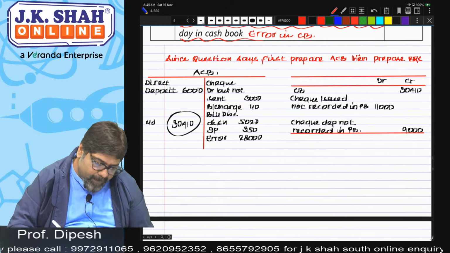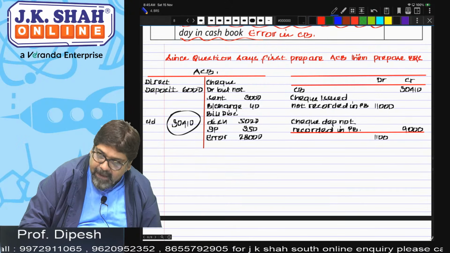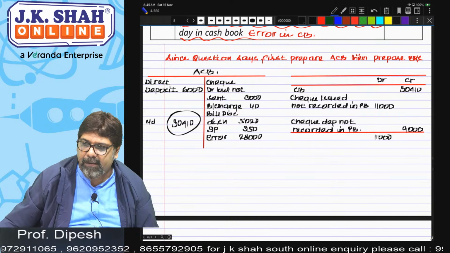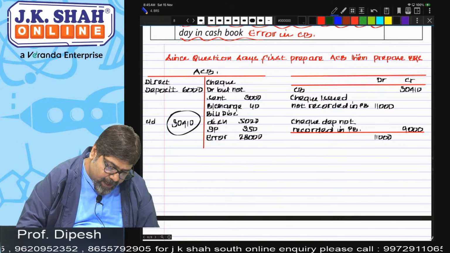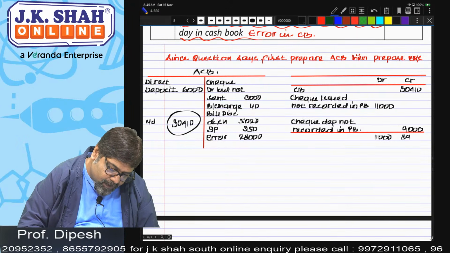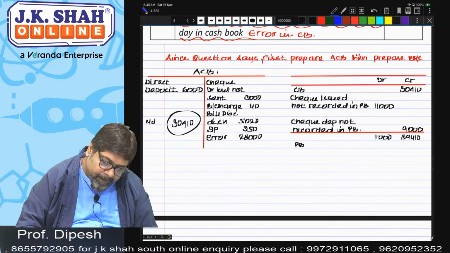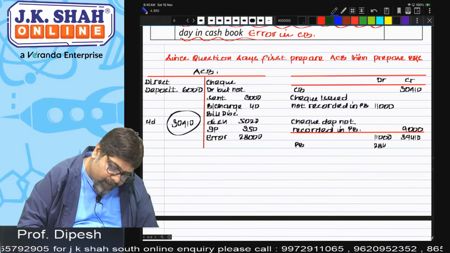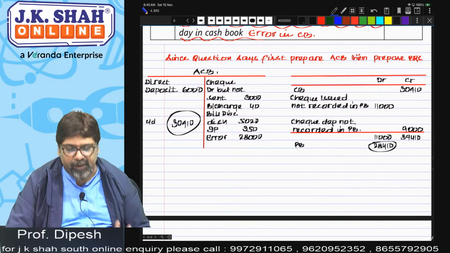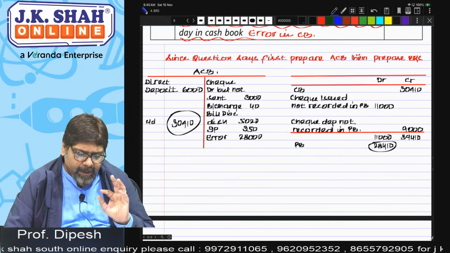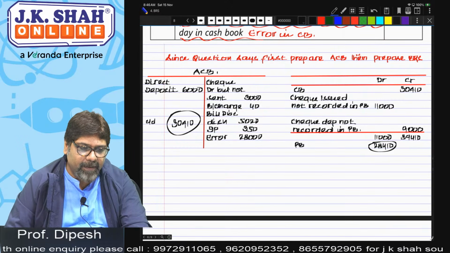Now tell me. This is 11,000. Correct? Yes, sir. And this is how much? 39,410. The bank balance as per passbook should be how much? 28,410. This is my answer. Now, chartered, I'll tell you. This is how we are supposed to solve the question. This is how the institute has solved the question. But you know where the problem is?